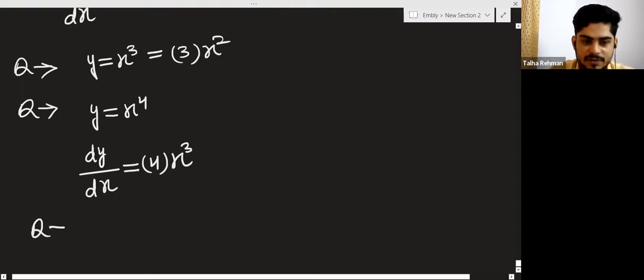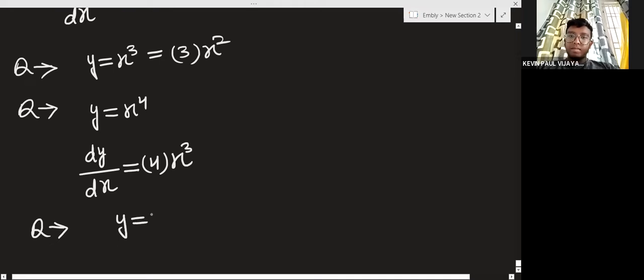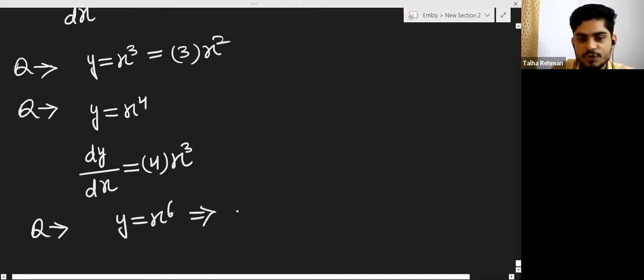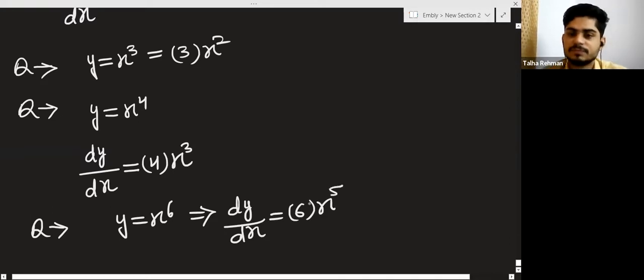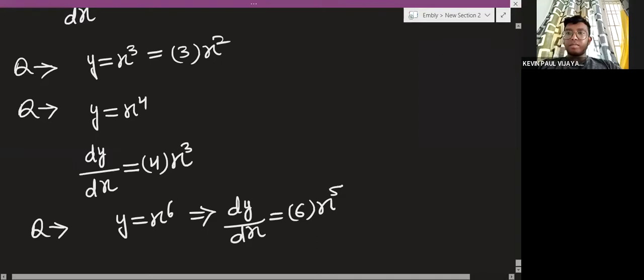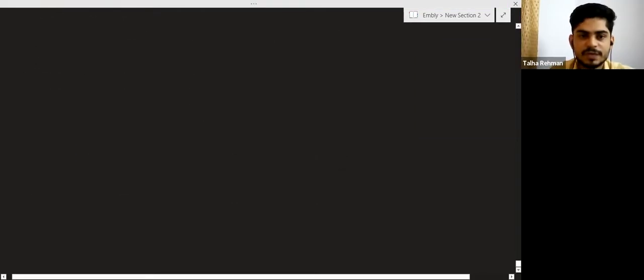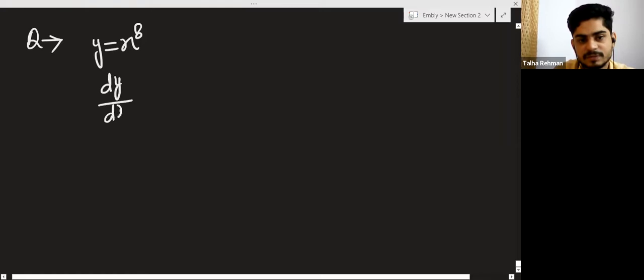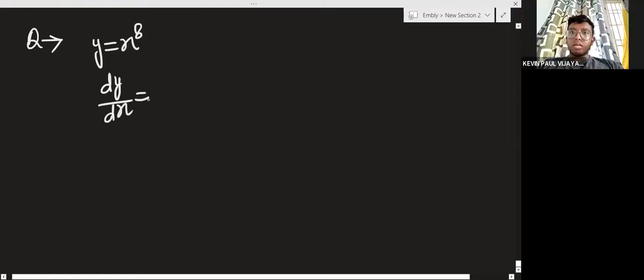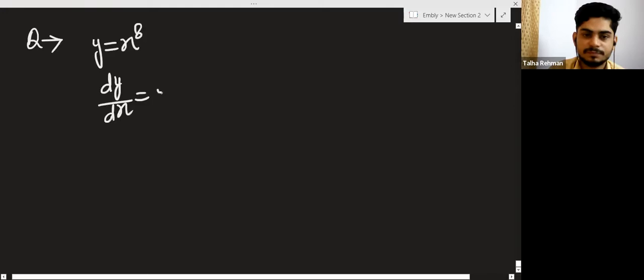Simple. If y is equal to x to the power 6 and you want to calculate dy by dx, first you will write this 6 here, and here you will write x to the power 5. Now I am giving you one, I just want to know whether you have understood or not. Y is equal to x to the power 8, find dy by dx. So it's 8, then x to the power 7. Very good.